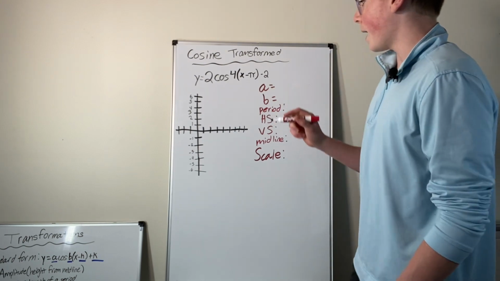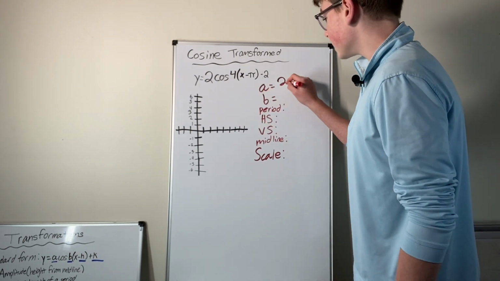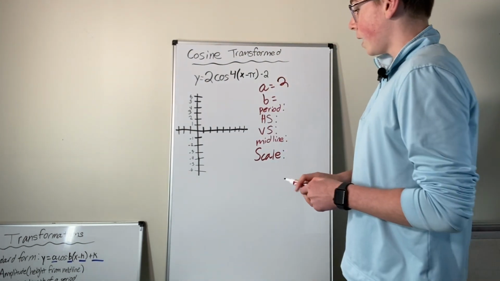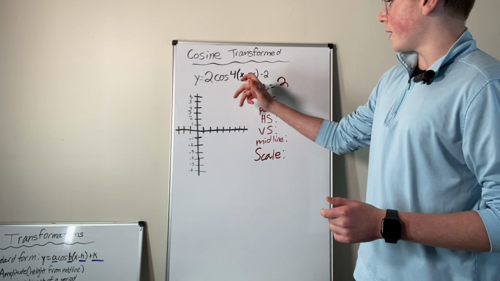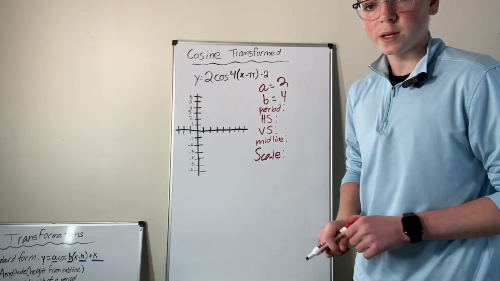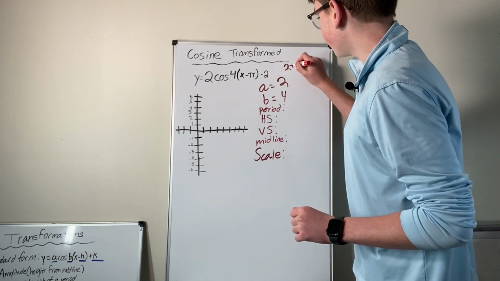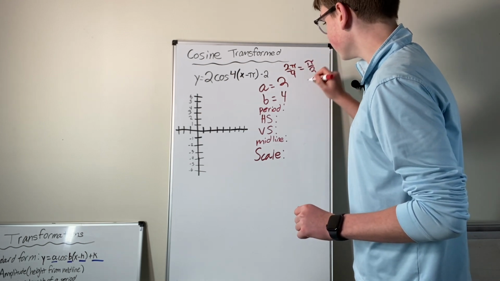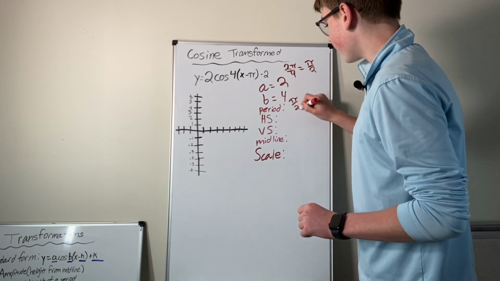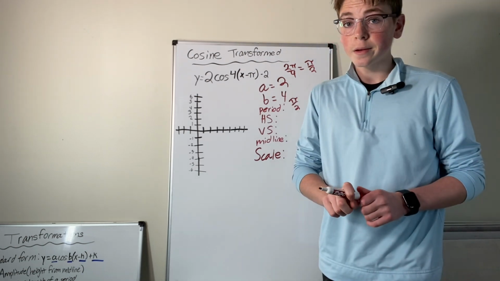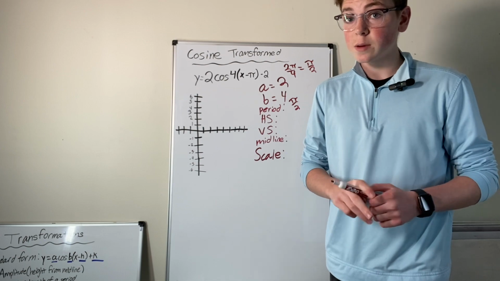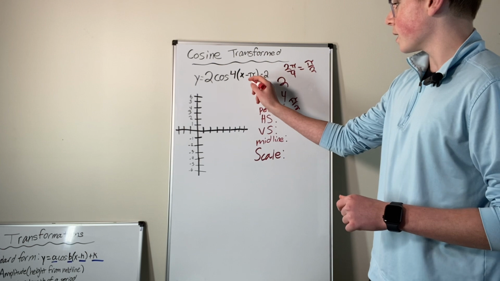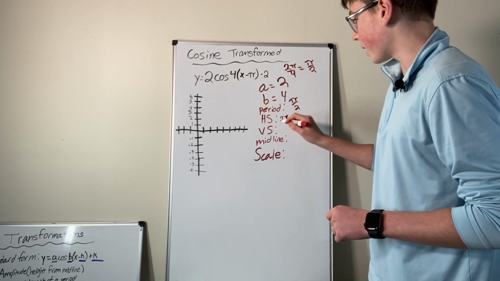Let's get started. Our amplitude is 2. That means from the midline, it'll go up 2 points and down 2 points at our major points. Our b value is 4, which means our period is 2 pi over 4. 2 pi divided by 4 is equal to pi over 2. So our period, instead of our normal 2 pi, is now pi over 2. It was compressed by a factor of 4. Now, our horizontal shift is pi to the right.